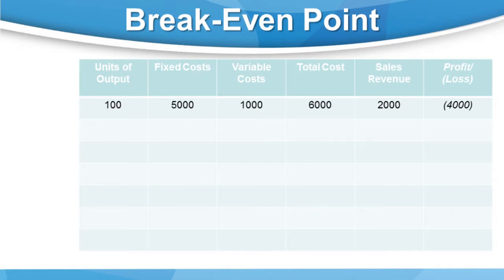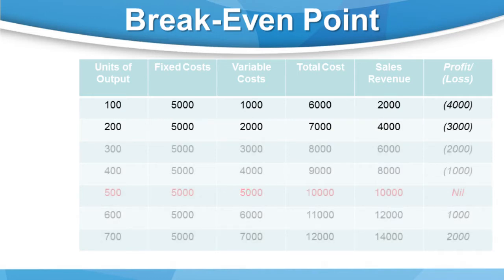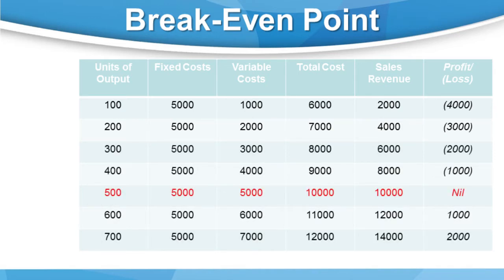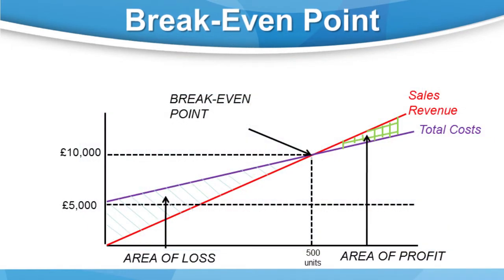If we construct a table, we can see how at levels of sales below 500 units we make a loss. At 100 units the loss is £4,000, and at 200 units the loss is £3,000. At 500 units, however, there is no loss or profit, and at levels above this we start to make a profit, and the profit increases by £10 for every extra unit we sell. Here, in the graph from earlier, the break-even point is shown at 500 units.